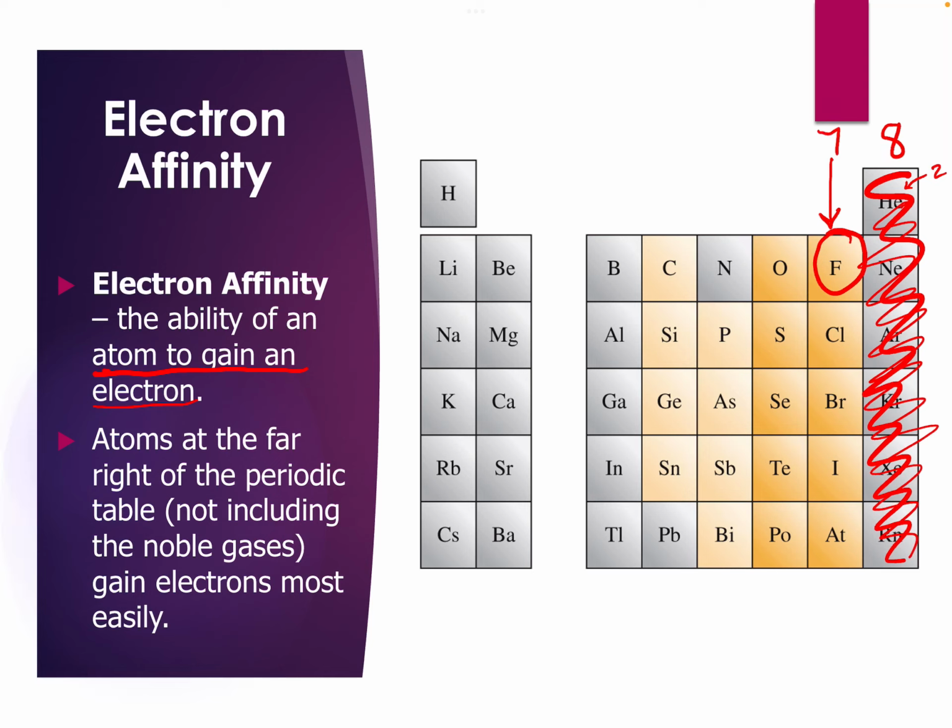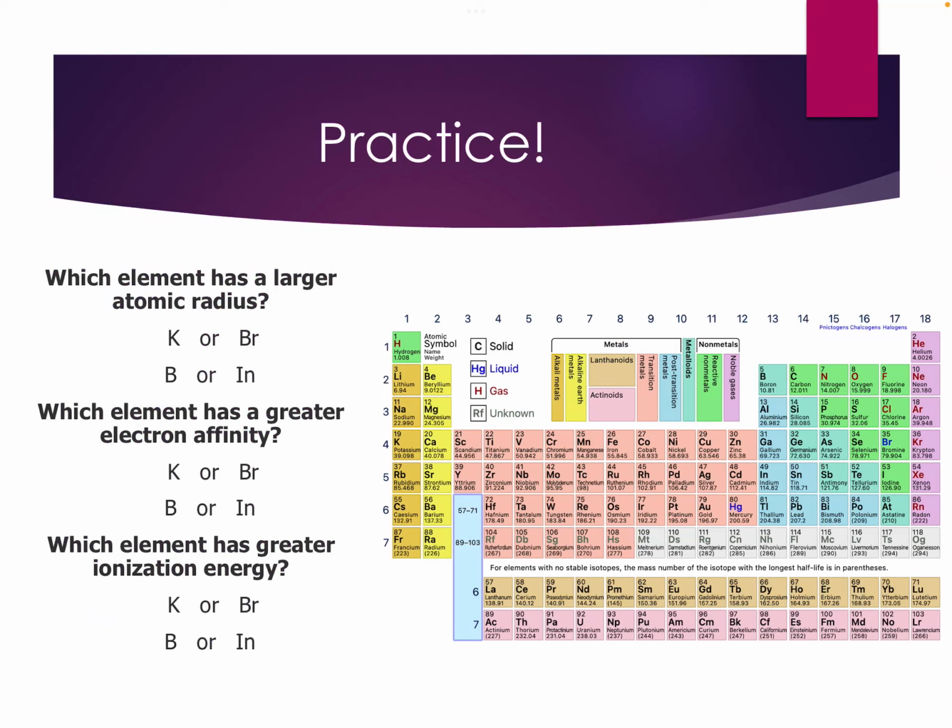However, the ones next to them, these are the halogens. The halogens have an extremely high electron affinity because they have 7 valence electrons. They are really close to having 8 valence electrons, and because of this, they want to gain an electron so that they can have 8, just like the noble gases. So as we go from left to right across the periodic table, our electron affinity increases because we're increasing the number of valence electrons, we are decreasing our atom size, and we're making it so that atom really wants to gain an electron.